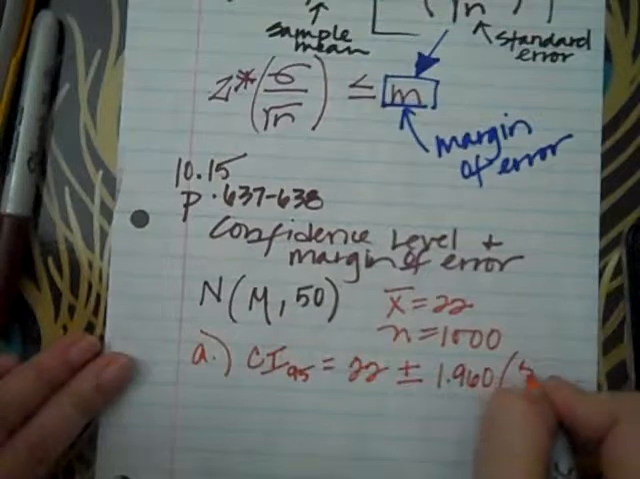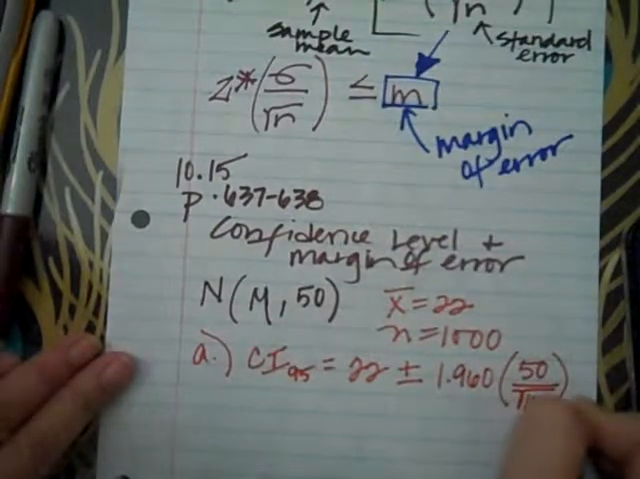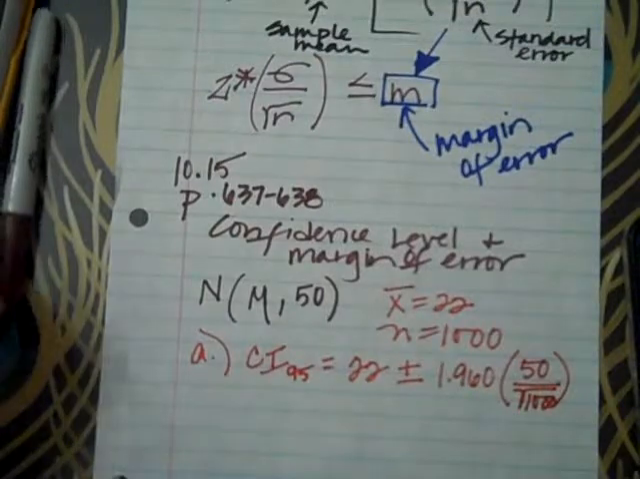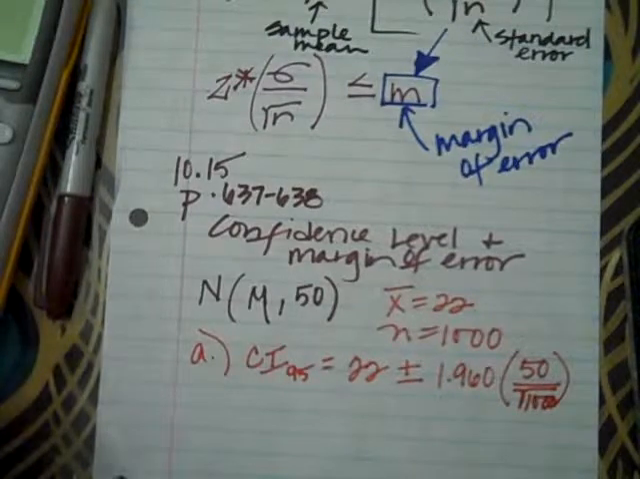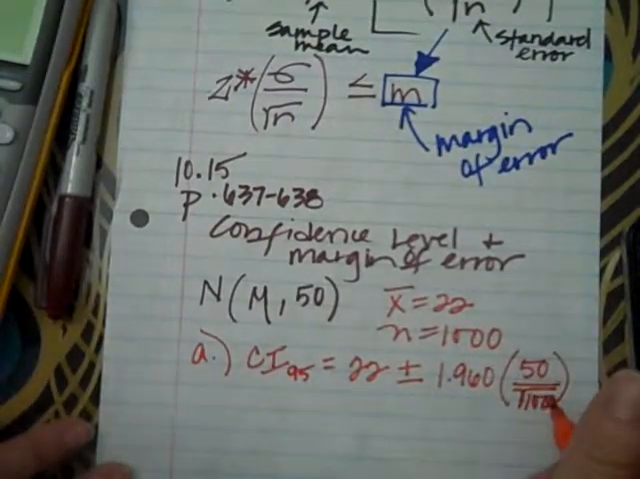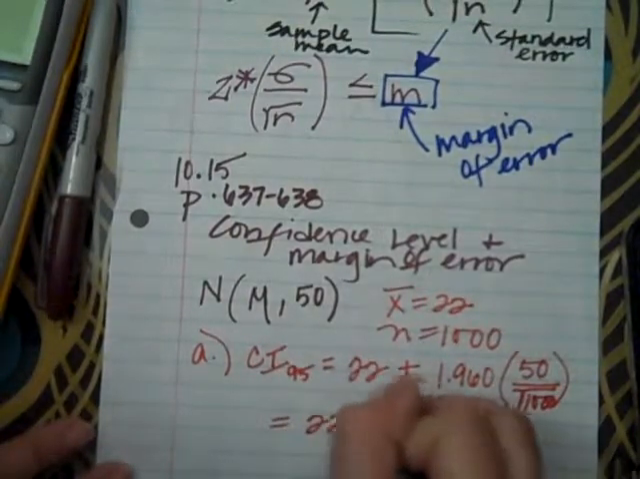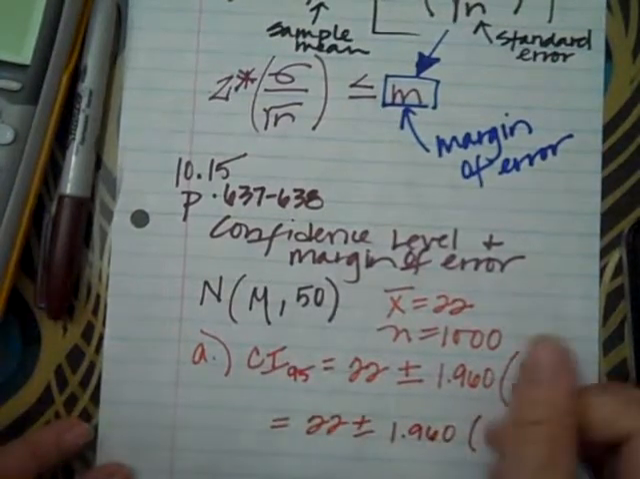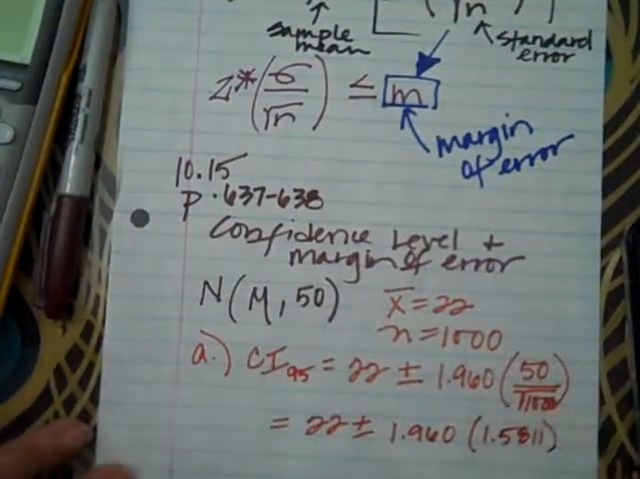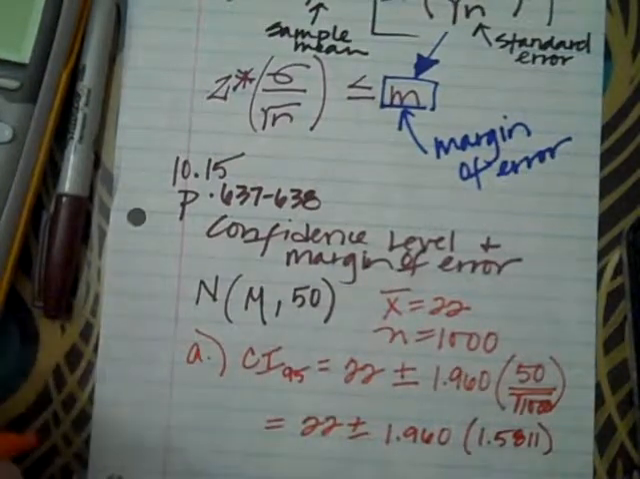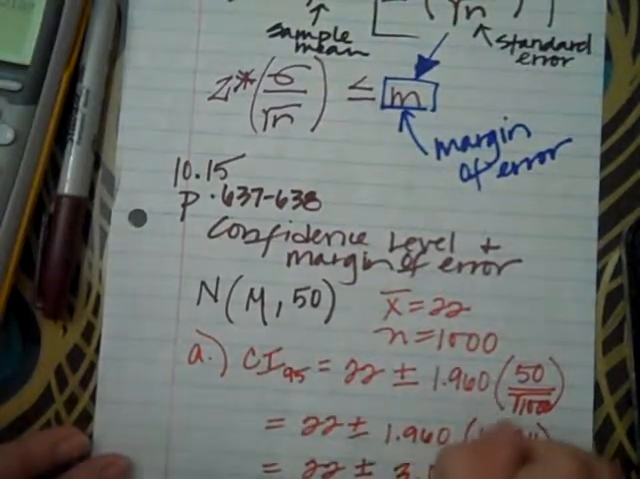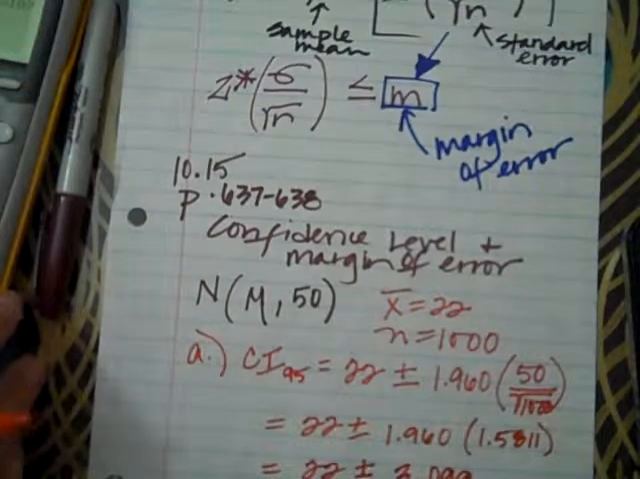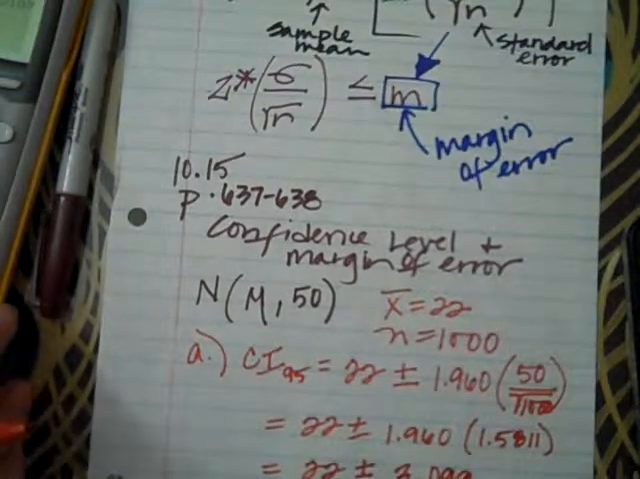My standard deviation was 50, and I'm going to divide that by the square root of 1,000, the sample size. So, first piece that I'm going to do is 50 divided by the square root of 1,000. That's about 1.58. So my confidence interval is going to be 22 plus or minus 1.960 times 1.5811. I'm going to leave that value in my calculator and multiply it by the critical value. So I'm dealing with a margin of error of 3.099.